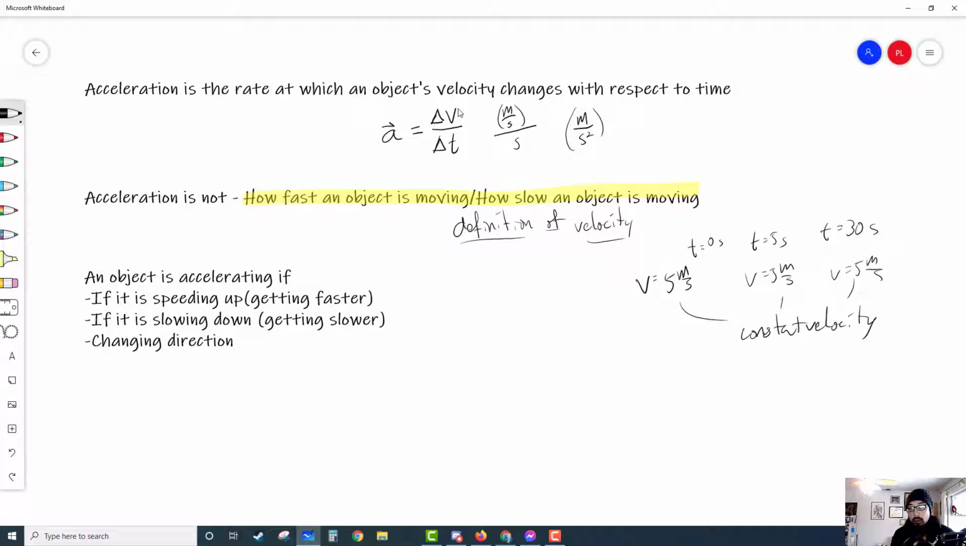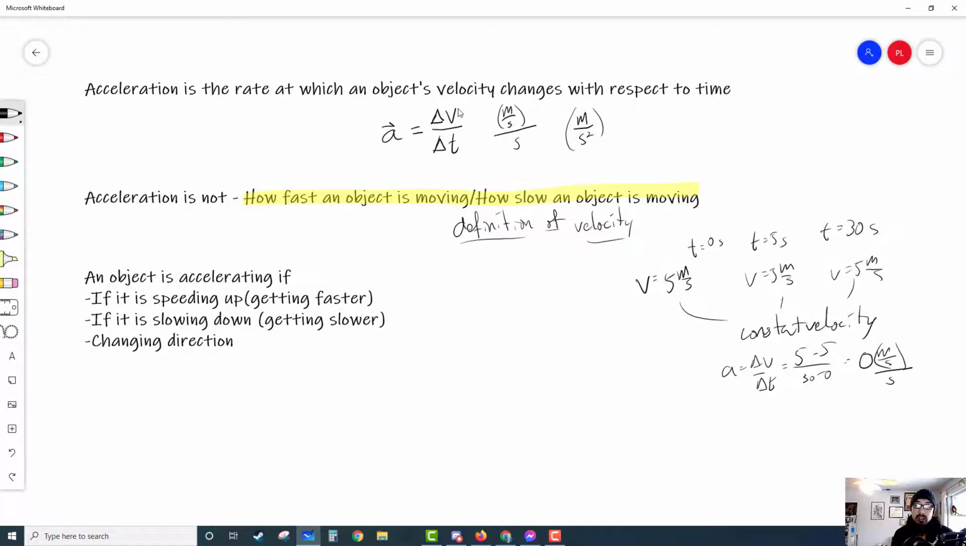If we take a look at the equation, a equals delta v over delta t, your final velocity, 5, minus your initial velocity, 5, over the change in time, 30 minus 0, this gives us an acceleration of 0 meters per second per second. So there is no acceleration because the velocity isn't changing.